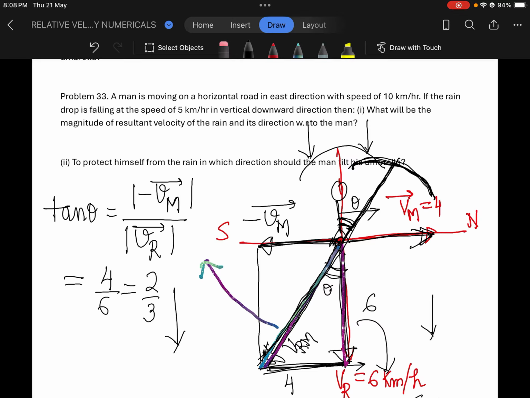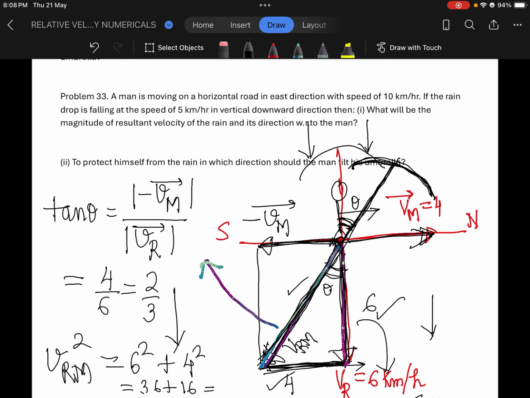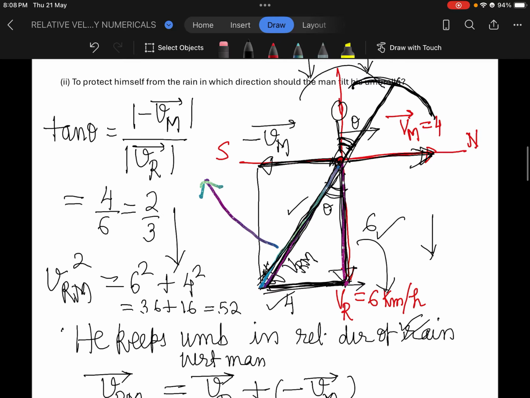You can find its value. What will be the value of VRM? So VRM will be very simple. In this right angle triangle, 6 square plus 4 square equals VRM square. 6 square is 36, 4 square is 16, that equals 52. It's clear? 52. So VRM will be square root of 52. That you can find, I am not doing here. VRM will be here how much?